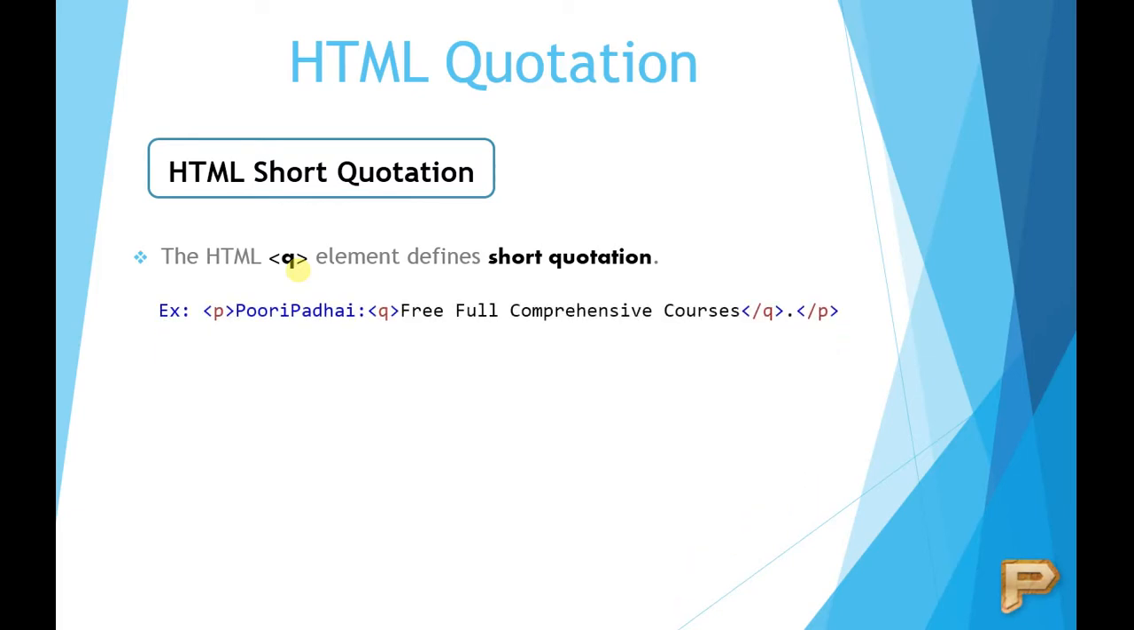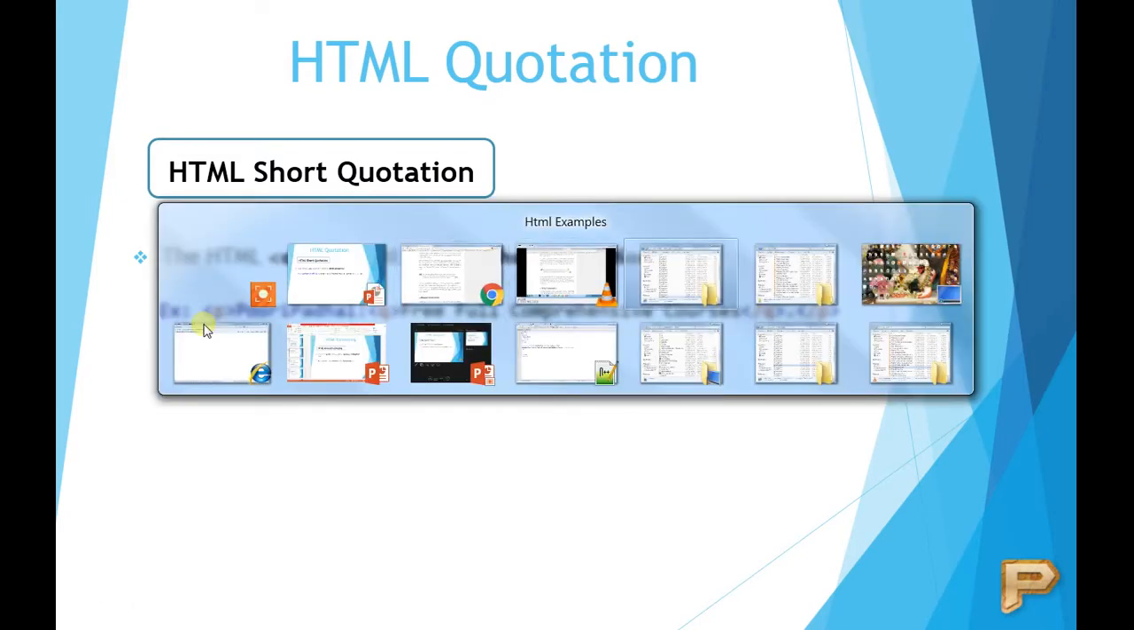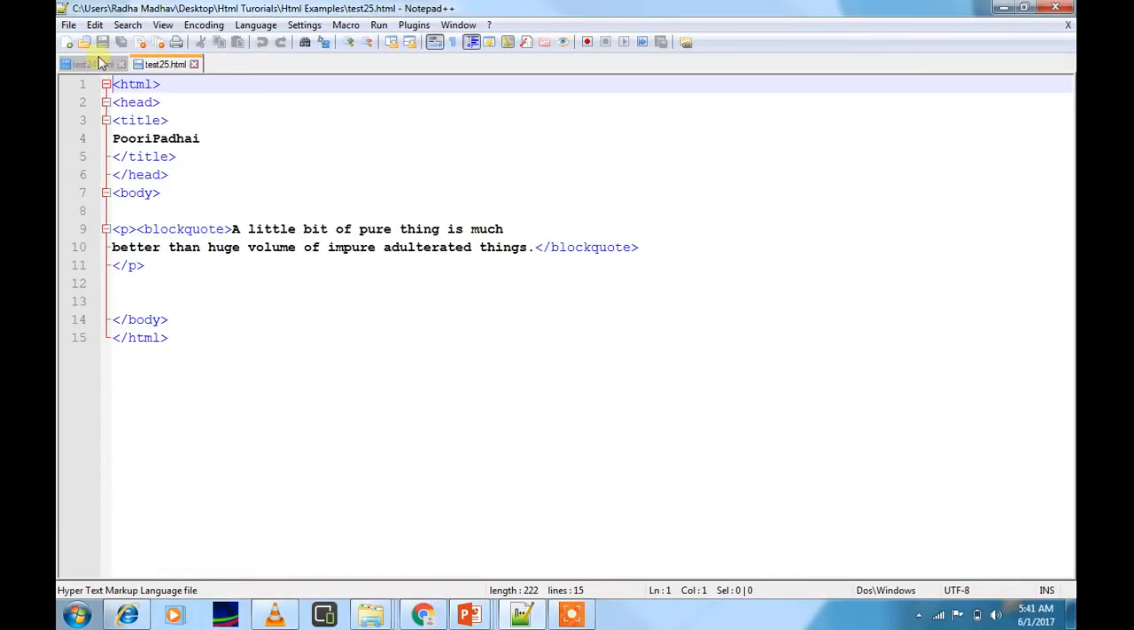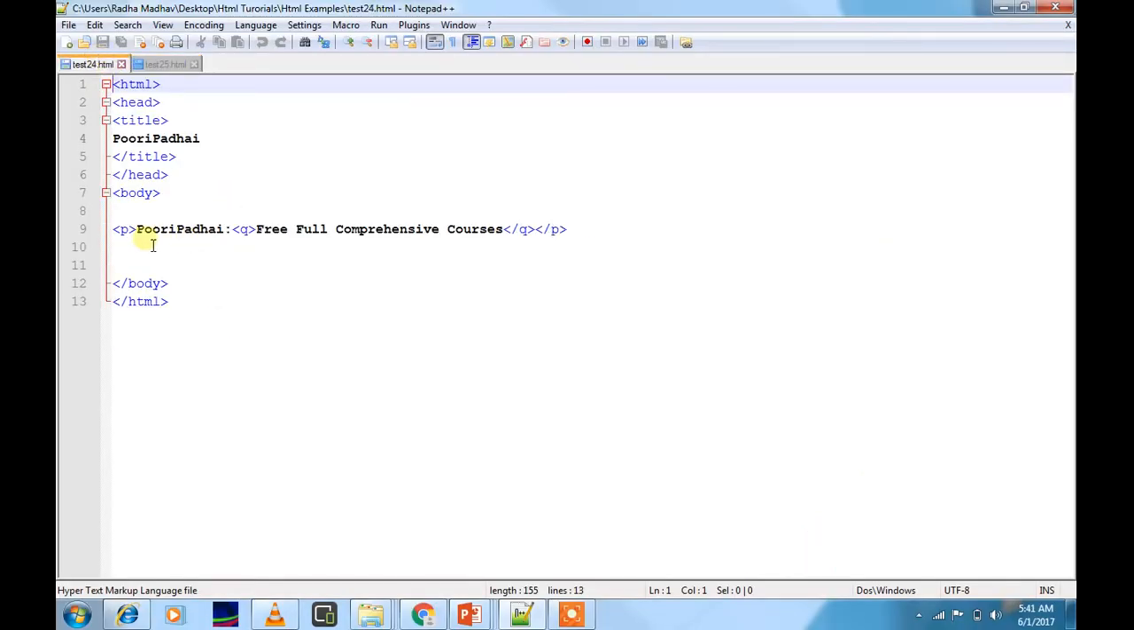In this example it is given, for example, free full comprehensive courses, and this thing we have written in an opening and closing tag of quotation. What will this short quotation do? We will understand this by going to Notepad++, and there we will execute the code. Now here you can see Puri Padhai quotation free full comprehensive courses.